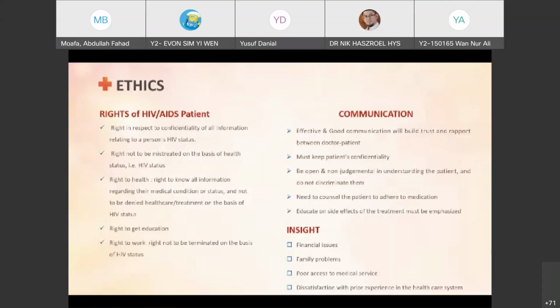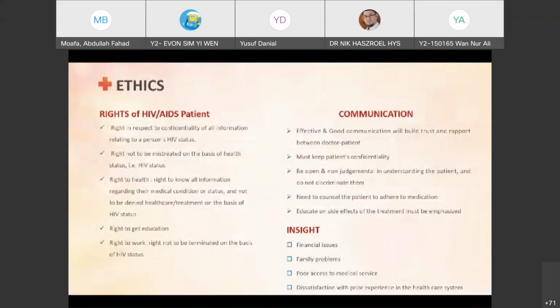Regarding the medical ethics in HIV and AIDS patients, firstly, for the patient rights, the right to confidentiality. So as a healthcare provider or social service provider, we cannot disclose an individual's HIV related information by sharing it without written permission, except in limited instances, in respecting the patient.